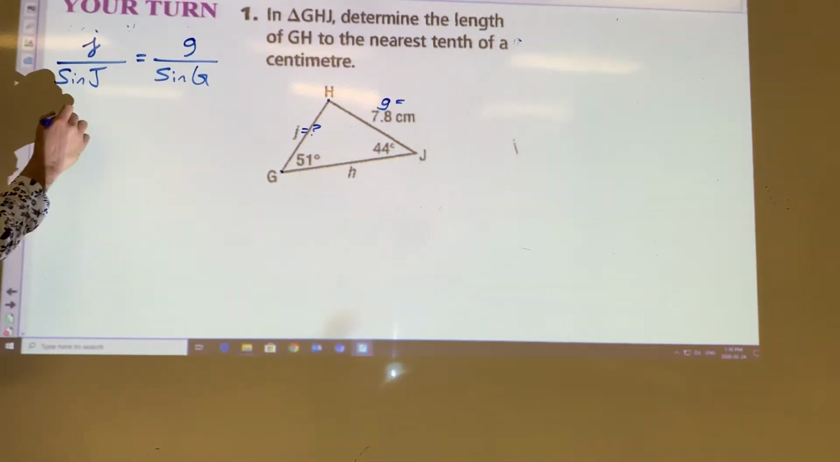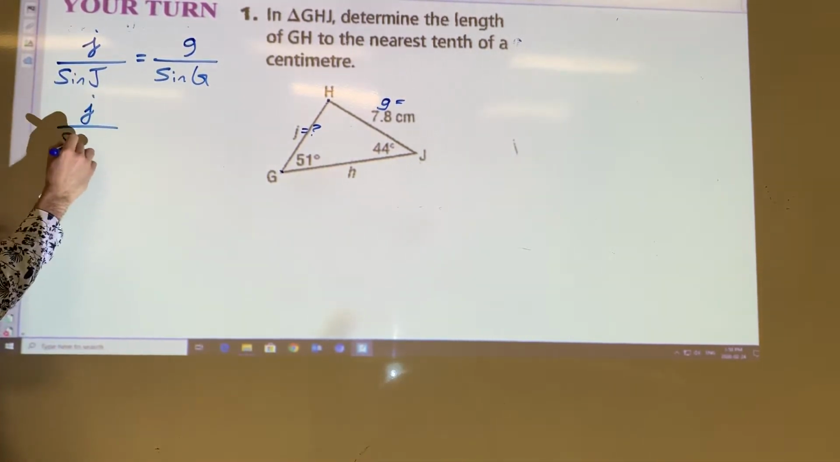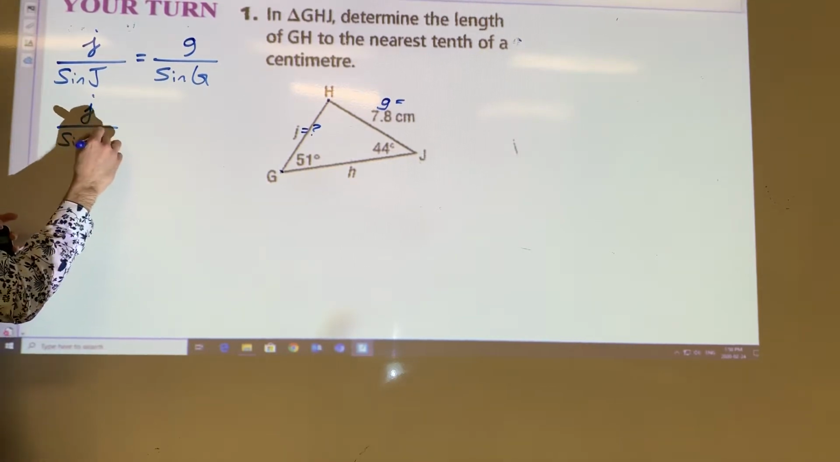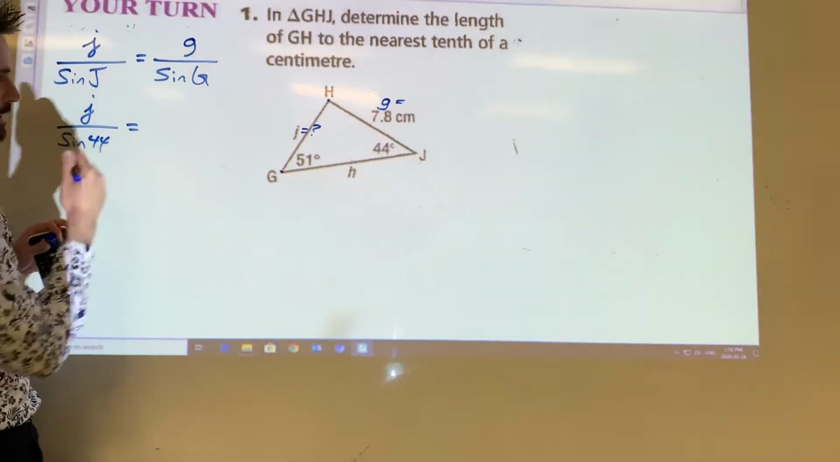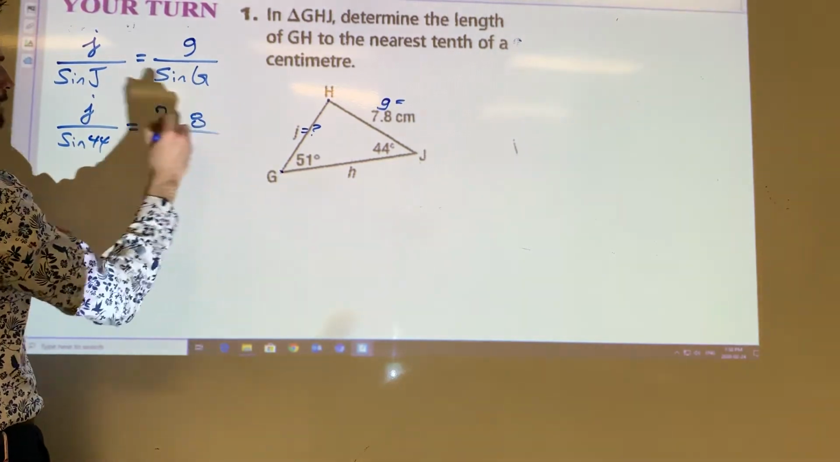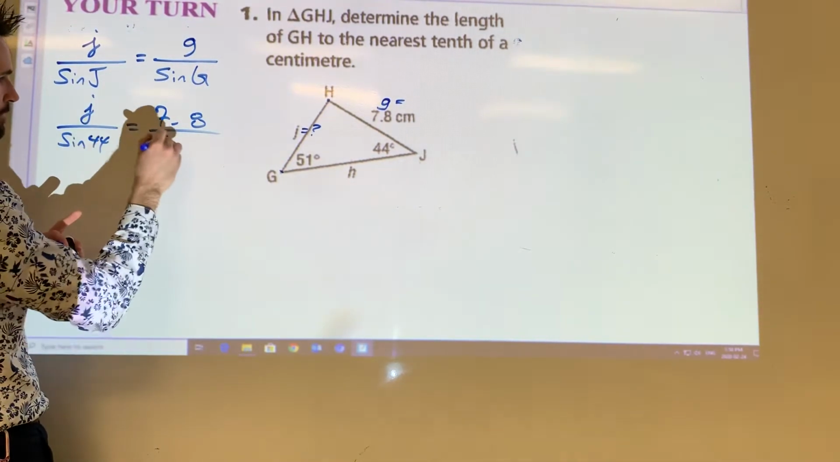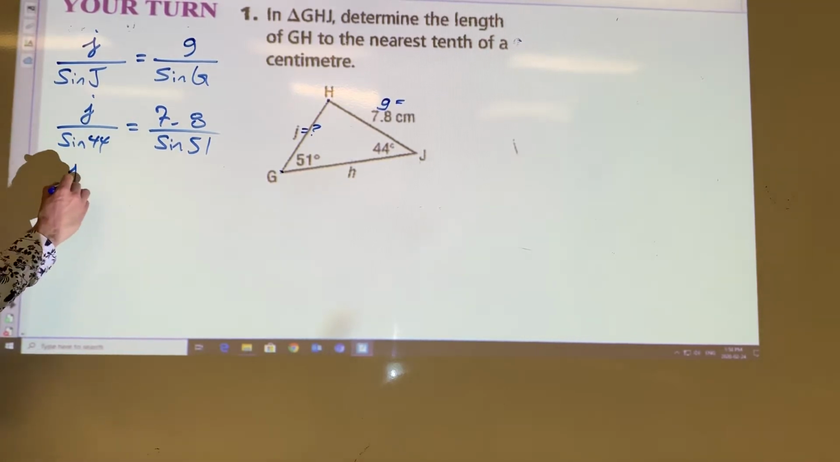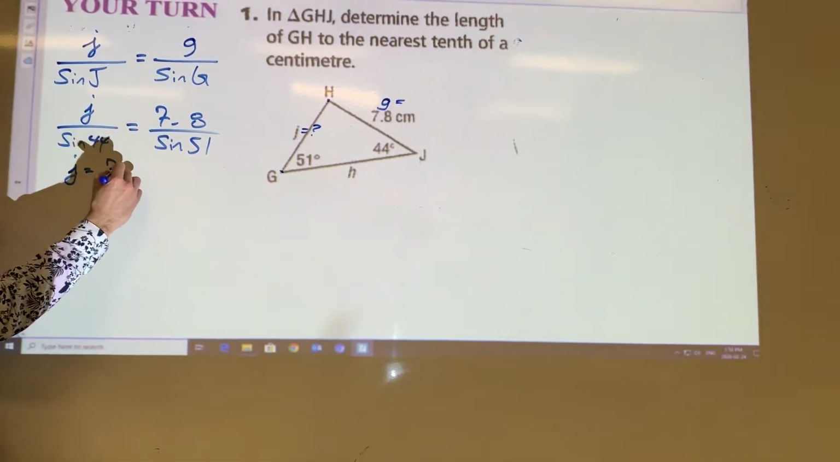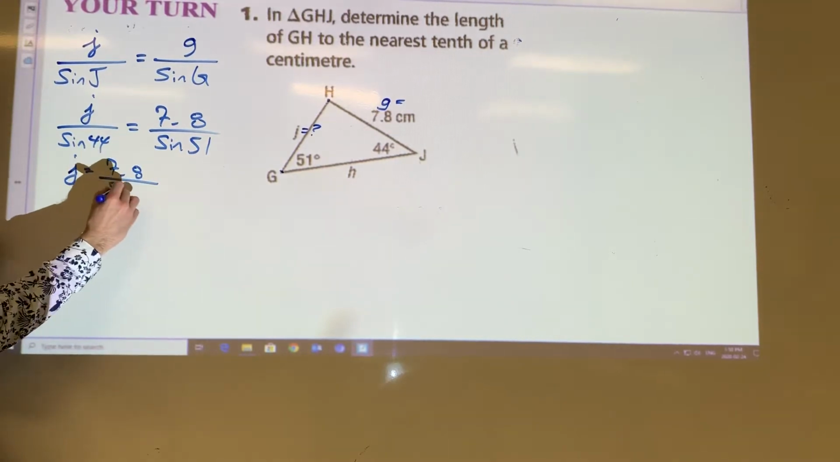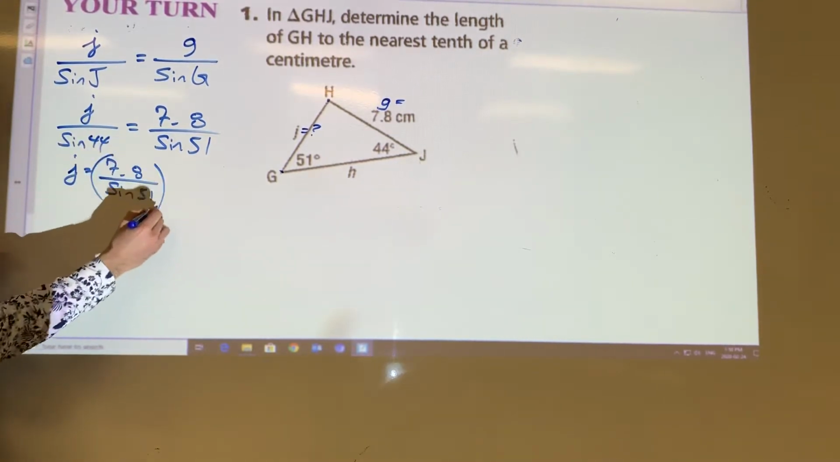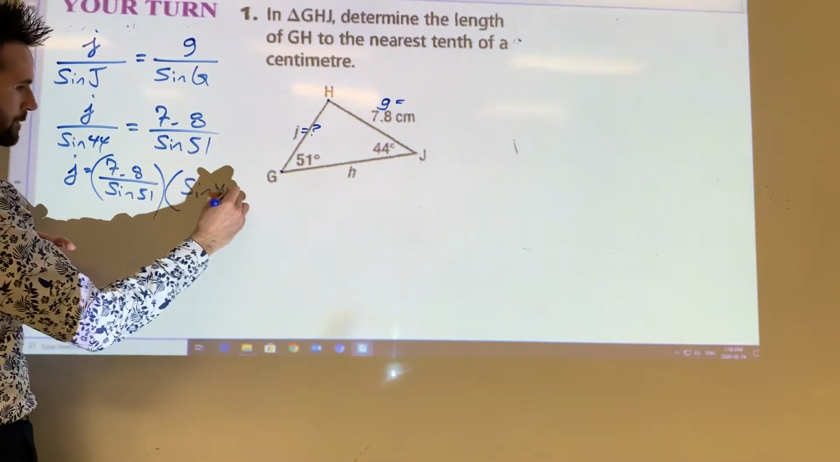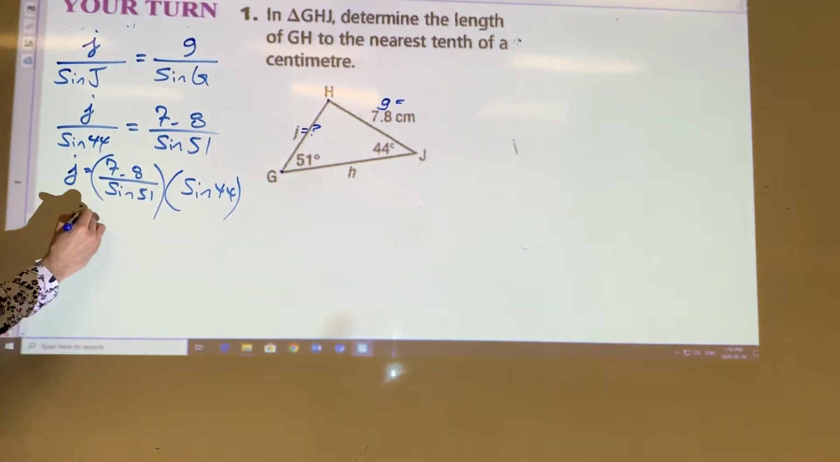And then just plug in your numbers. So I don't know J, but I know that sine J is 44, so it's sine 44. And then G is 7.8, and sine G is 51, so sine 51. That would be good. And now you got J divided by a number, so you'll multiply both sides by that number. So on the right hand side, you're gonna have 7.8 divided by sine 51 times sine 44. And then pop that in on your calculator and just give me an answer.